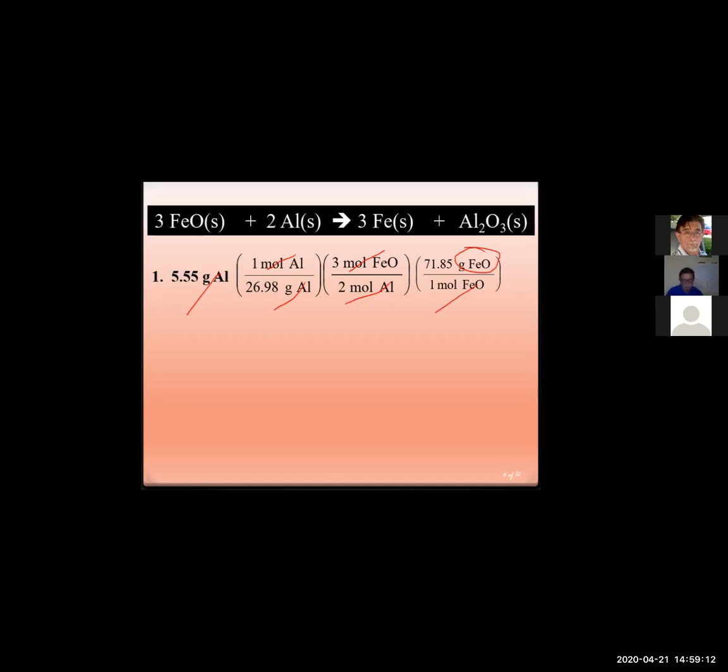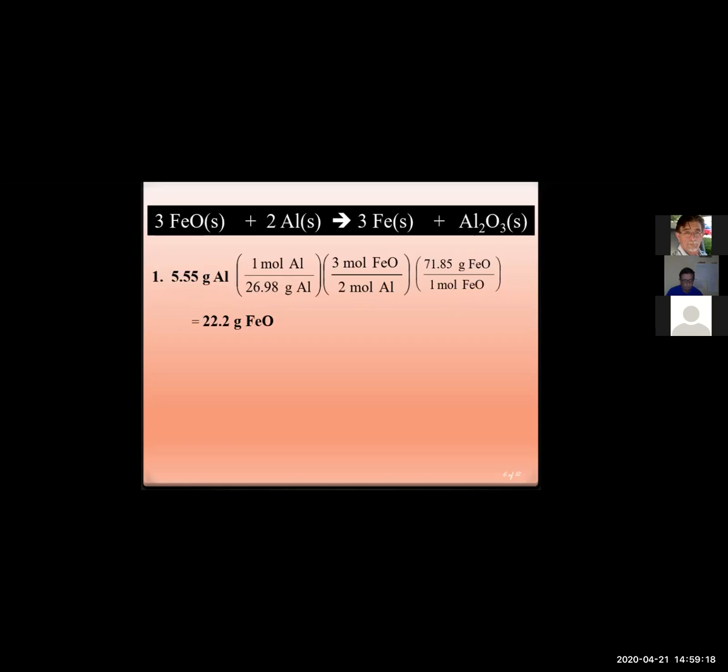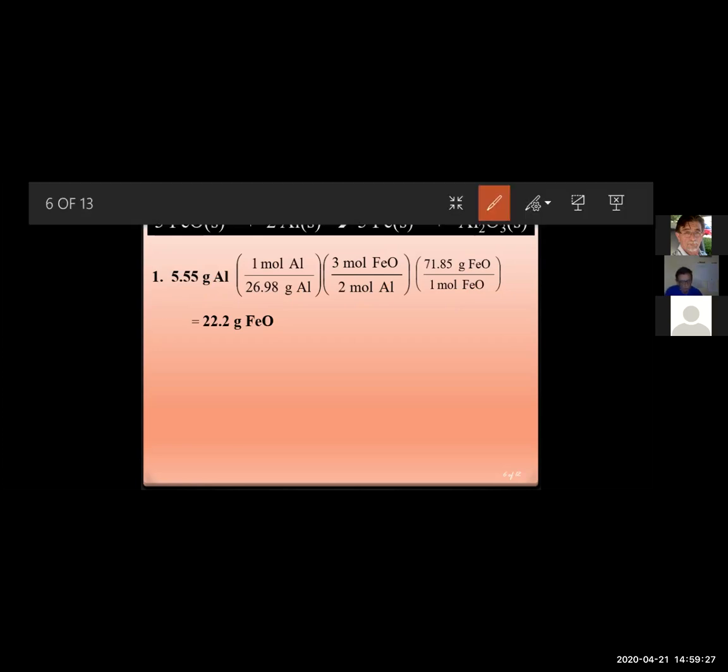Your answer should be 22.2 grams of iron(II) oxide. So if you start off with 5.5 grams of aluminum, I need at the minimum 22.25 grams of iron(II) oxide for this reaction to proceed as written.